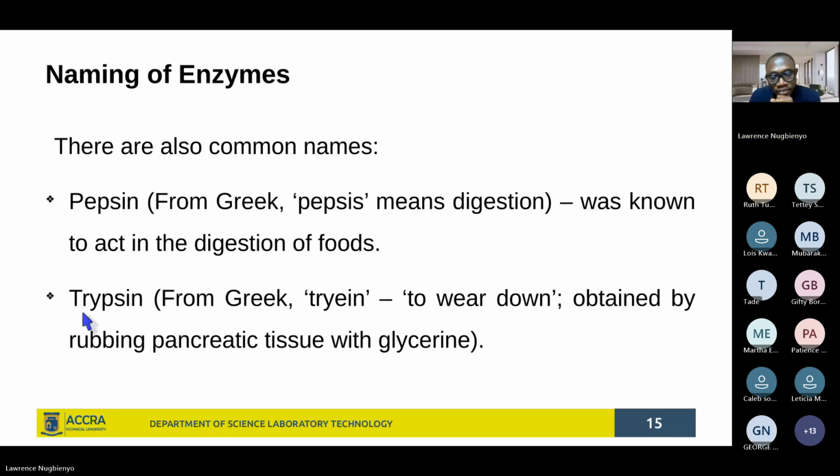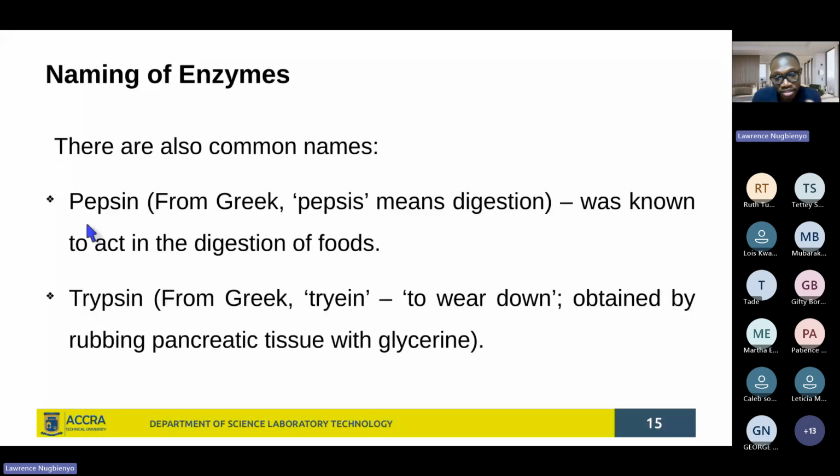Now, apart from these two systematic ways that we have seen of naming enzymes, we also see some common names of enzymes. So, for instance, we see an enzyme named pepsin. That's a common name. It doesn't follow the systematic naming that we saw earlier.